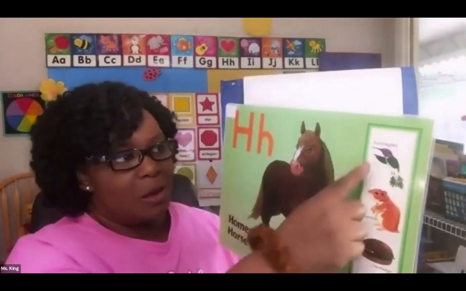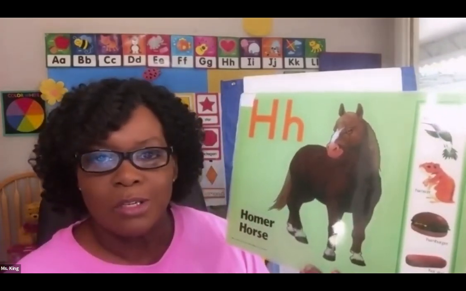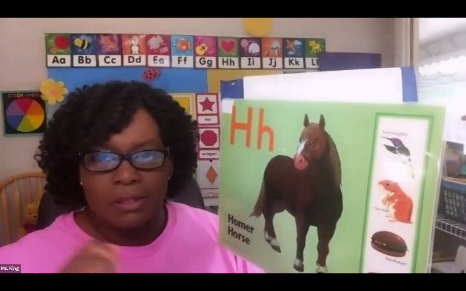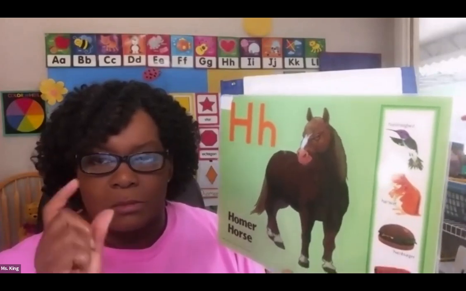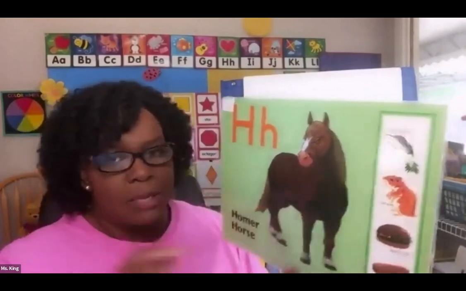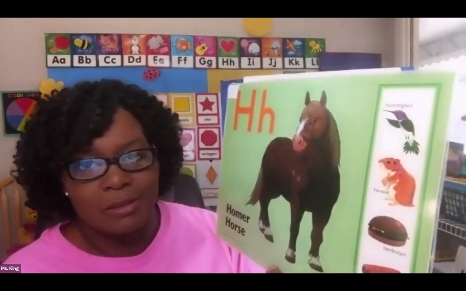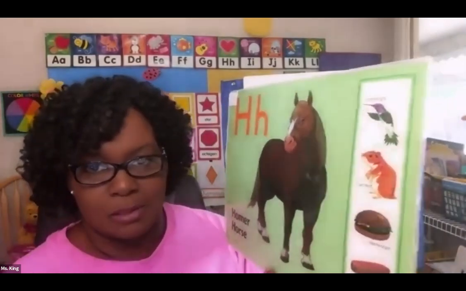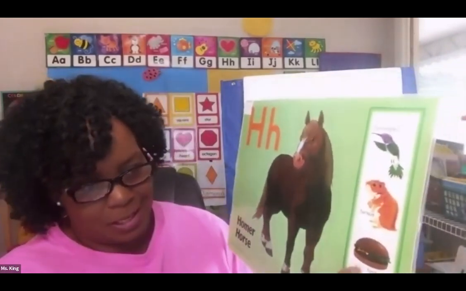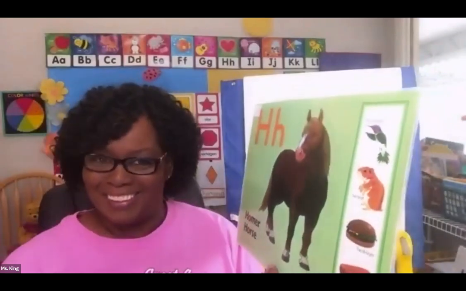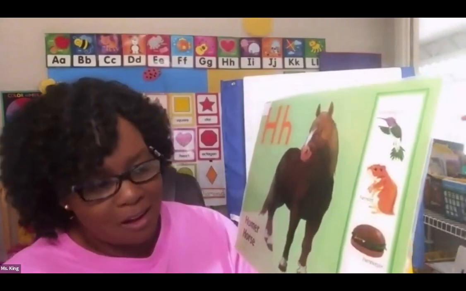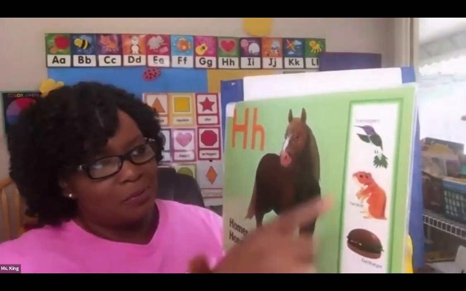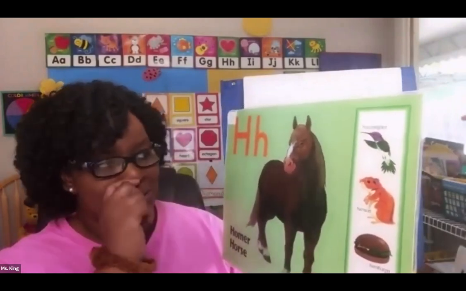H is also for hummingbird. Say hummingbird. Good job. Hummingbirds are little birds. And their wings flap so hard, so fast. They're small, but you can hear the hum when they're flapping their wings. Here's a hamster. Say hamster. Some people have hamsters for pets. And then there's a hamburger from McDonald's. That looks like a quarter pounder with cheese. And then there's a hot dog. A chili dog from DQ, Dairy Queen.